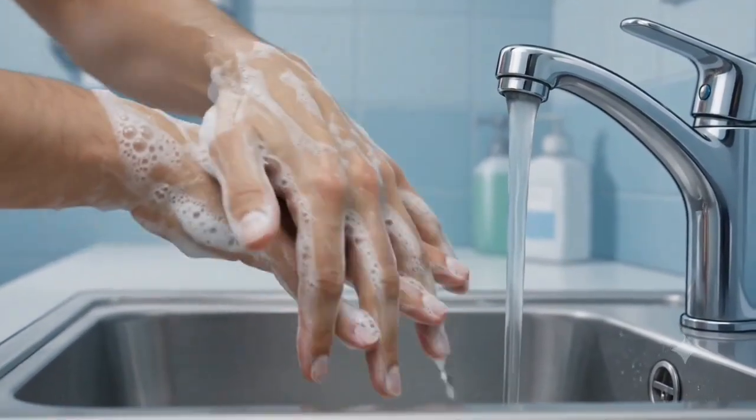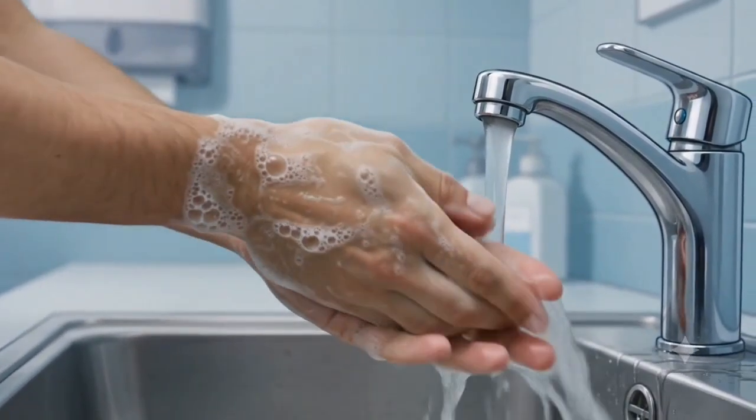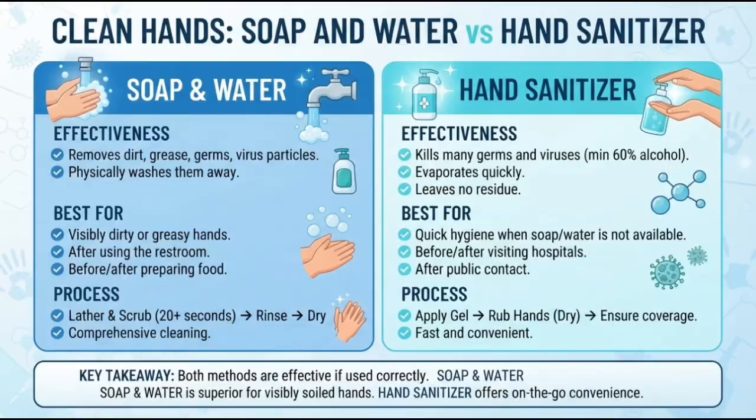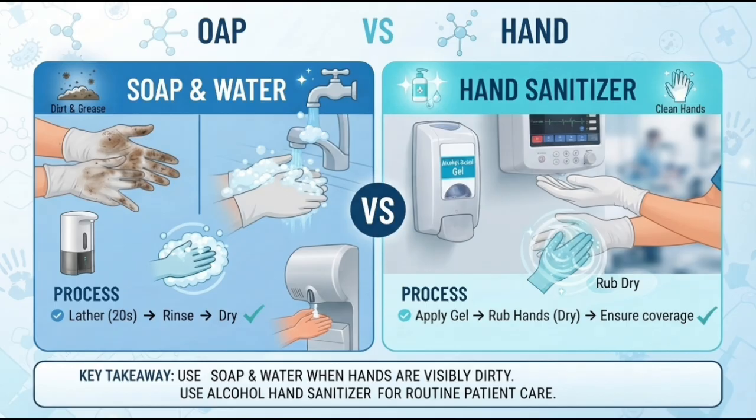Hand hygiene is the most important step to prevent infection before and after patient care. When it comes to hand hygiene, NCLEX wants you to know the difference. If your hands are visibly dirty with dirt or grease, always choose soap and water. Lather for 20 seconds, rinse and dry. But for routine patient care, use alcohol-based hand sanitizer. Just apply the gel, rub until your hands are dry. Remember this key rule: dirty hands need soap, clean hands need sanitizer.